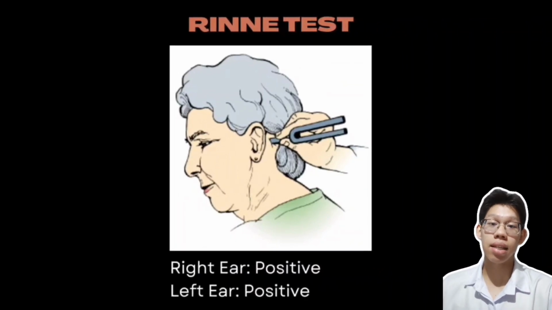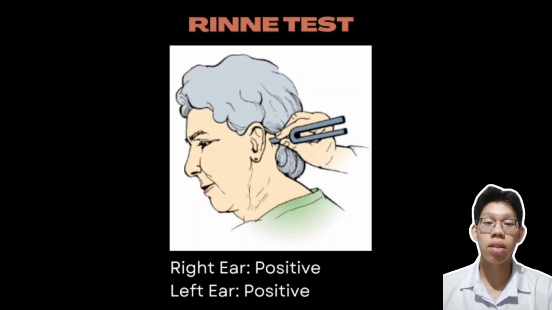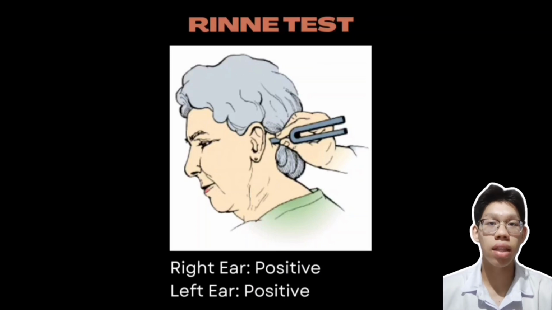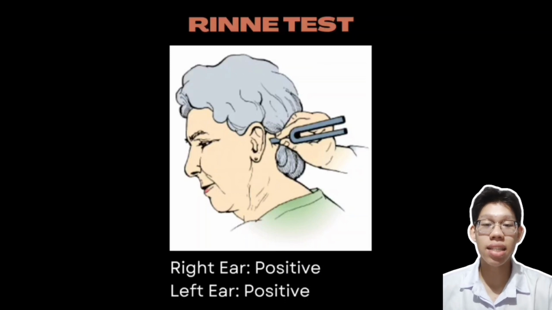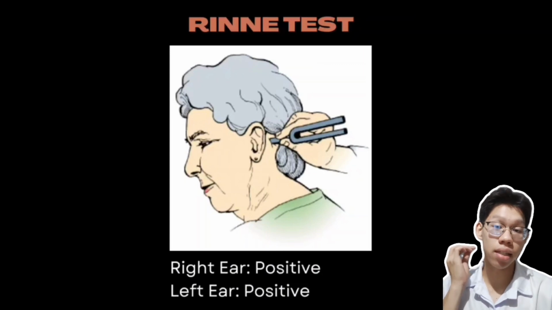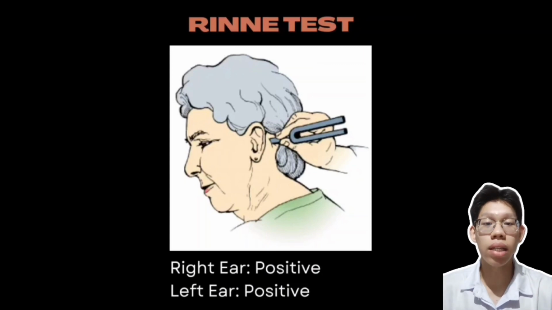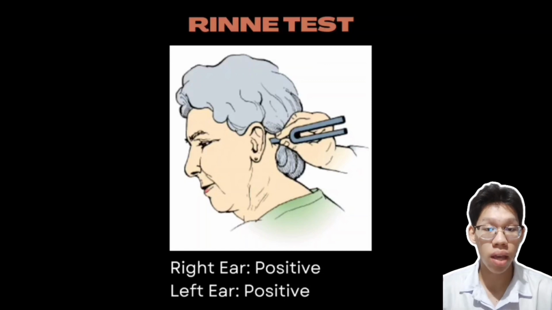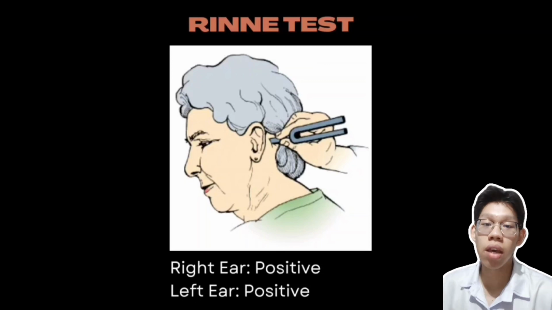The next test is the Rinne test. The tuning fork is struck the same way as in the Weber test, but this time it is placed on the mastoid process. This evaluates hearing loss in one ear by comparing sounds transmitted by air and by bone conduction.